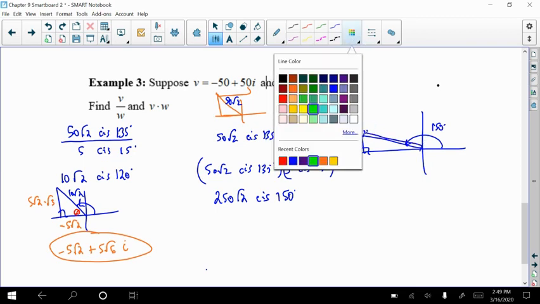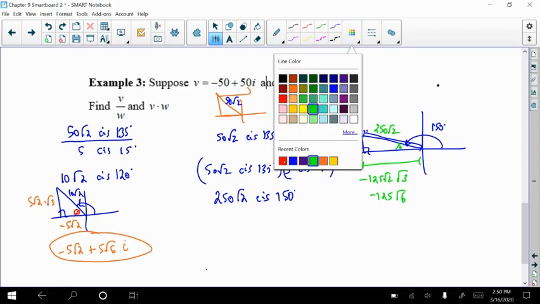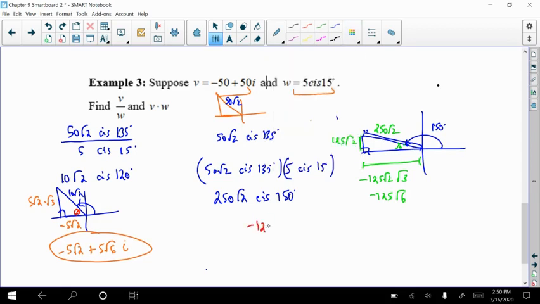Oops, I thought I changed the color. 250 square root of 2. So that means that the side opposite 30, which is here, would be half of that distance, so 125 root 2, and that's in the i direction. And then again, that's our 30 degree reference angle, which means this here would be 125 root 2 in the root 3 position. And it's negative, so it's negative 125 square root of 6. So then I can write my number as negative 125 root 6 plus 125 root 2 i.